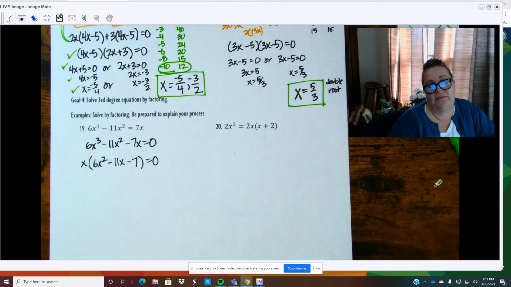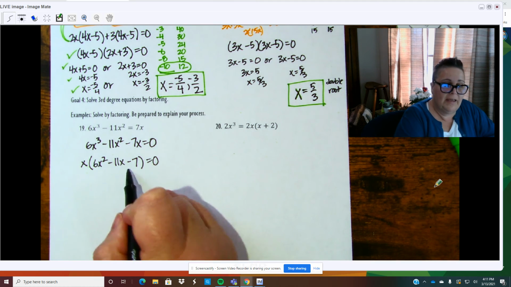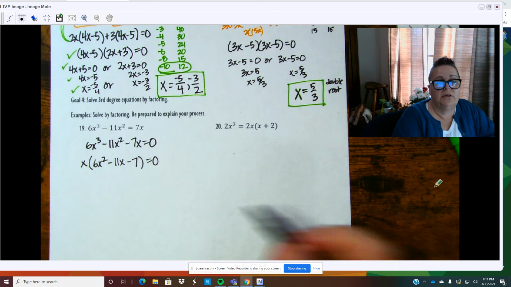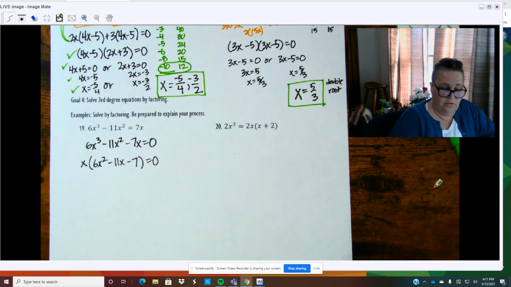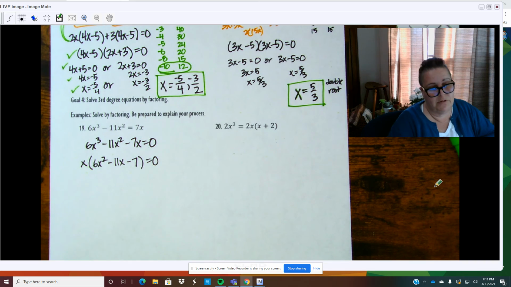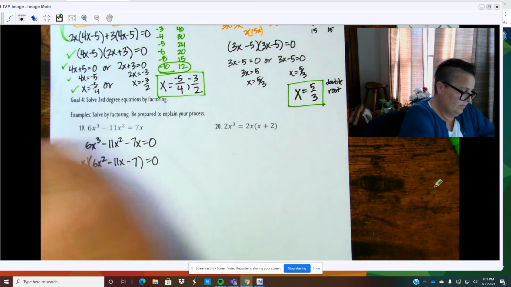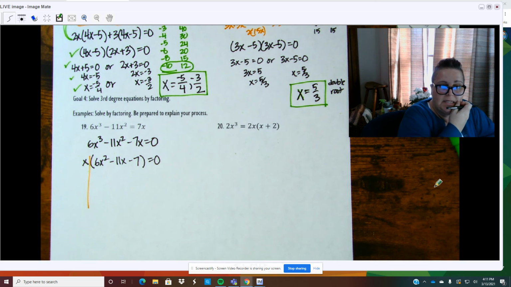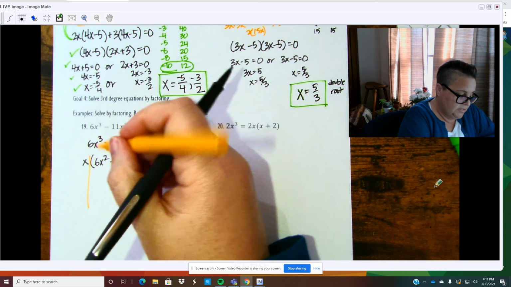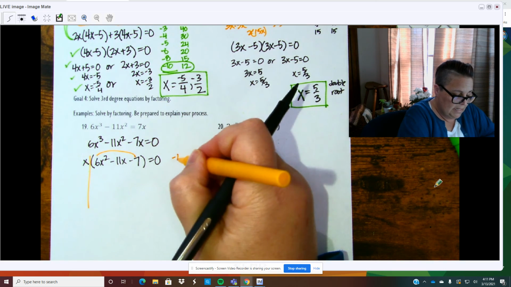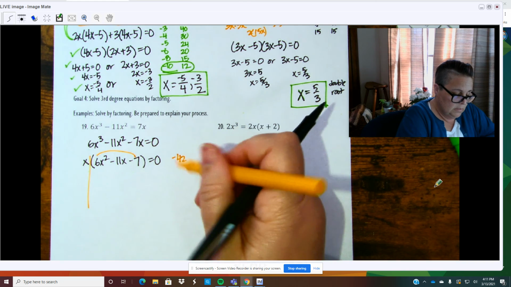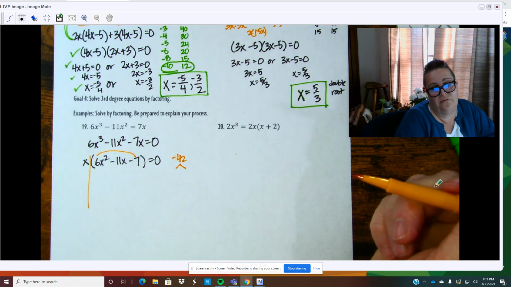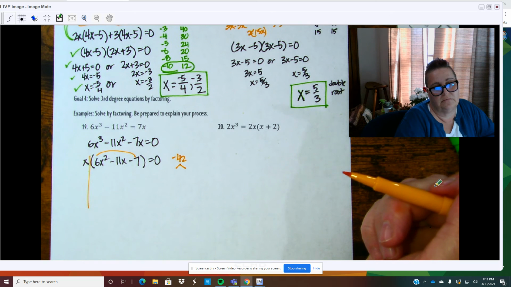And once I've pulled out that x, then the remaining factor here is a quadratic. So I will want to look at whether or not I can factor that particular quadratic, right? So 6x squared minus 11x minus 7. I'm going to do a times c. I'm going to look at a negative 42. And I want the factors of a negative 42 that will add to be a negative 11.